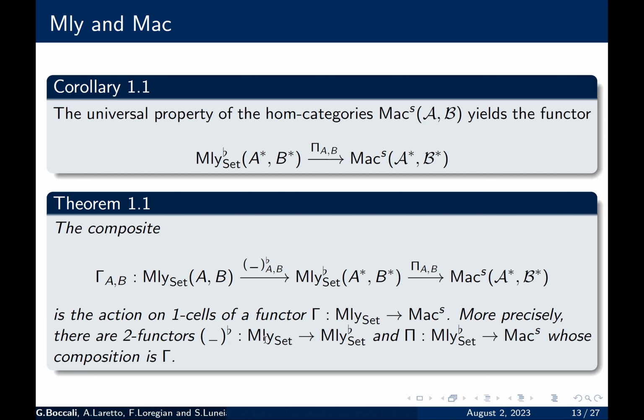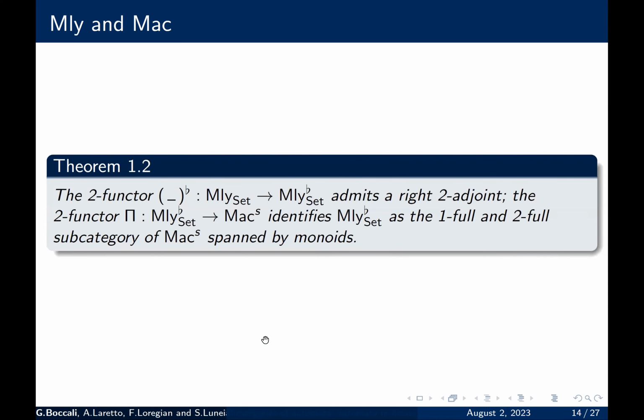Now, the meaning of this functor is that the fugal extension functor flat admits a right adjoint, while the functor pi identifies Mealy flat set as the one full and two full subcategory of Mach S spanned by monoids. So we found some kind of duality between bicategories of automatas with input and output in monoids in the sense of Guitart, and the notion of bicategory of machines given by Katis-Sabadini-Walters.